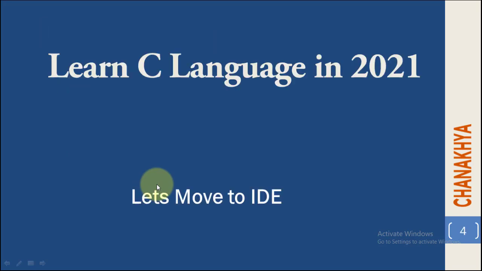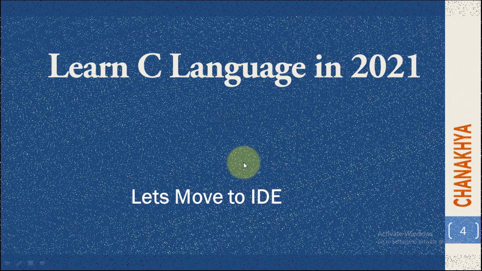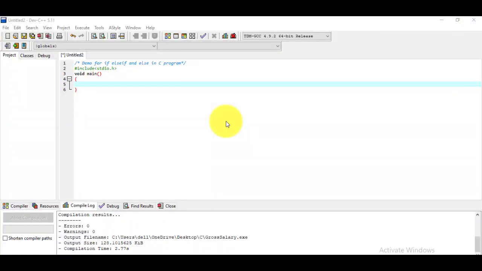So how do we implement else if statements in our C programs? Let's move to our IDE for better understanding of the program. So now we are here in our IDE, and here I have written a comment, that is demo for if, else if, and else in C programs. I have written the header file inclusion line, include stdio.h. Then I have written the void main function.